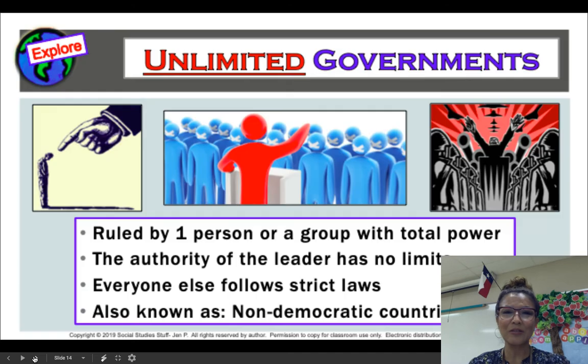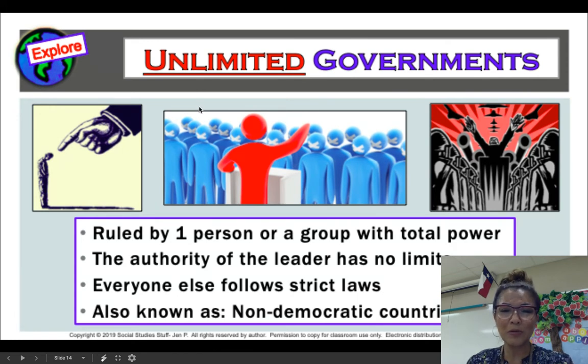So let's look at those. Okay, so we know that it's ruled by one person or a group with total power. The authority of the leader has no limits. They can do whatever they want. So if you look at this picture, you can see a person and you have someone pointing at them, right? Obviously, they lower their head because they have to listen to whoever the leader is, right?